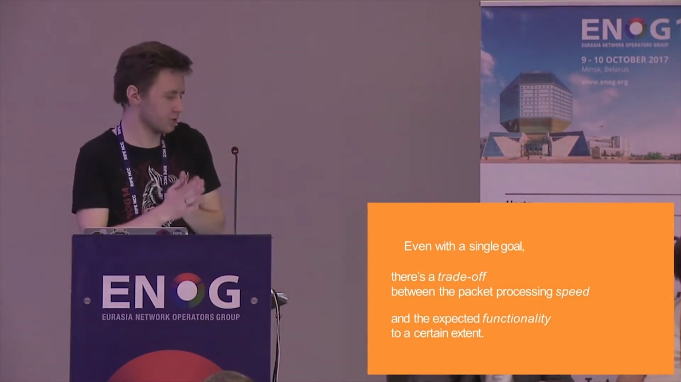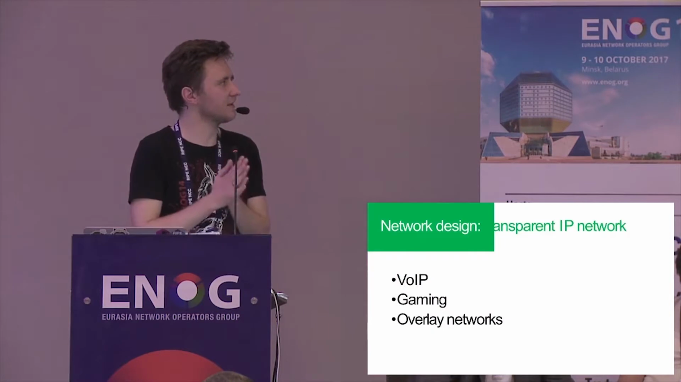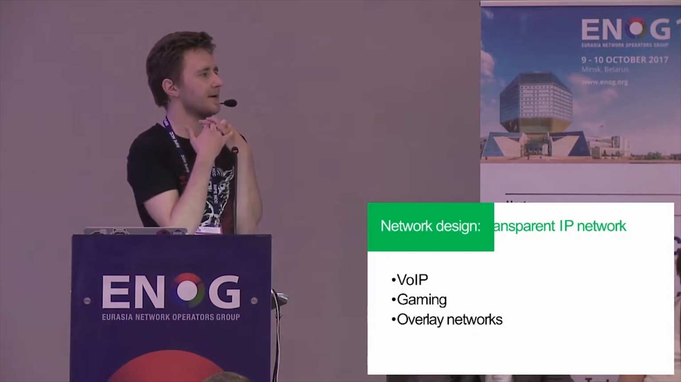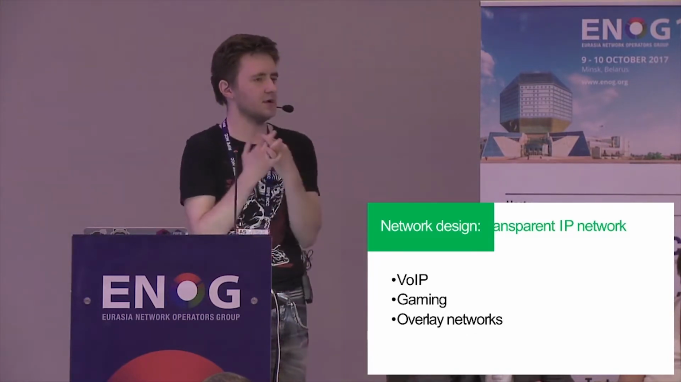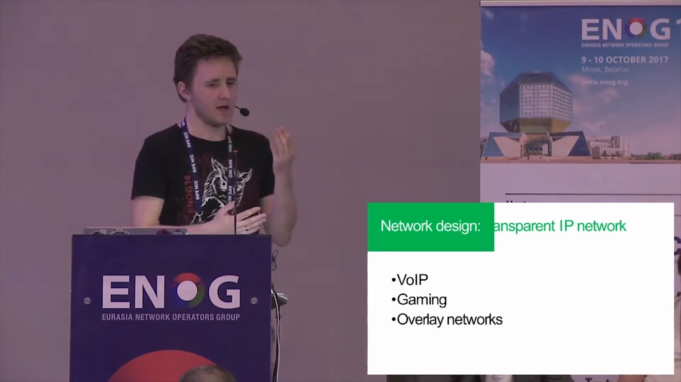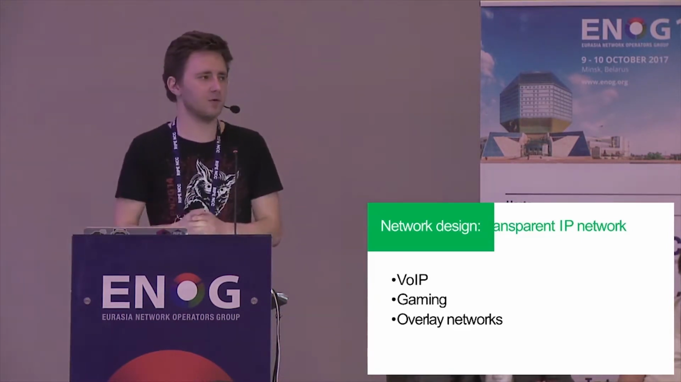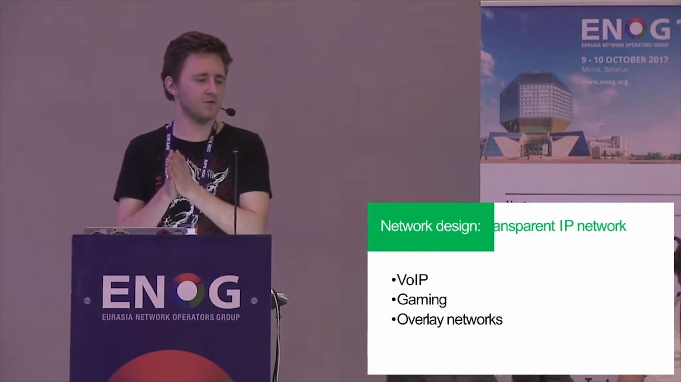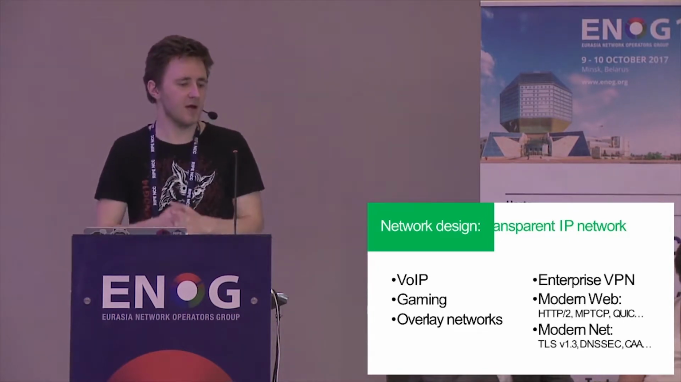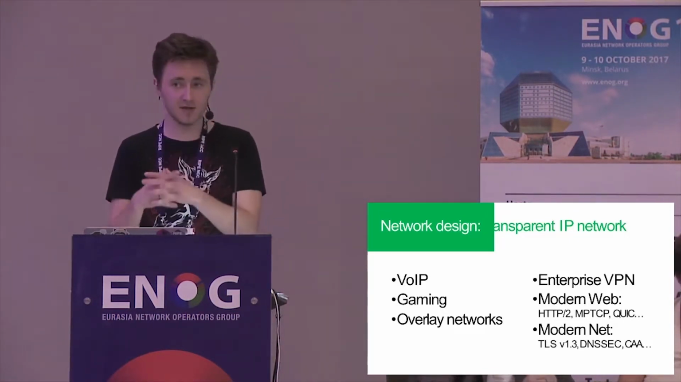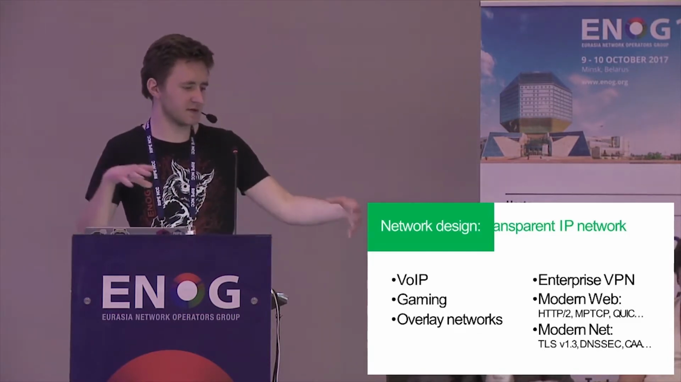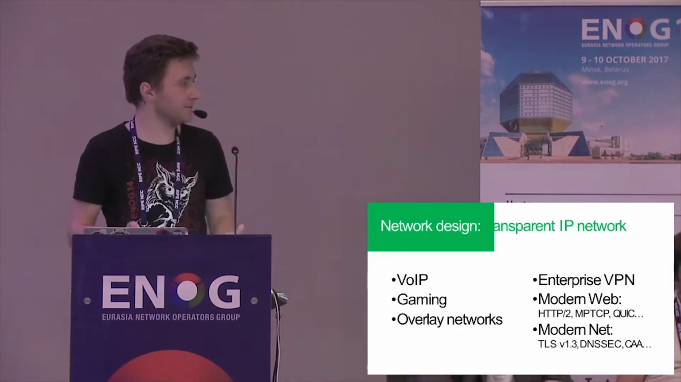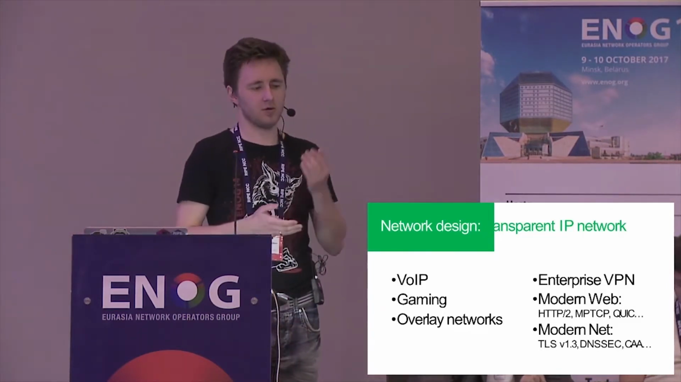Another problem of DPI solutions is that the network design, the transit network, is supposed to be transparent for applications. Applications depend and count on this transparency. It's the transfer of voice over IP and gaming protocols, overlay networks, enterprise VPN, and the modern web also counts on the network design that is described in the RFC. There's no deep analysis of the non-standard traffic.